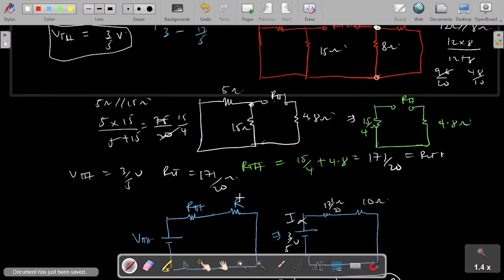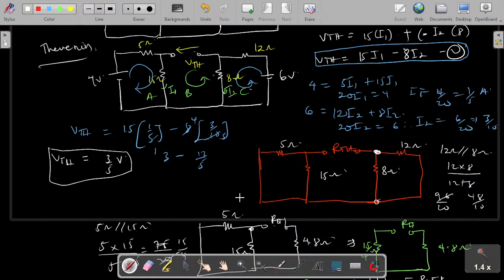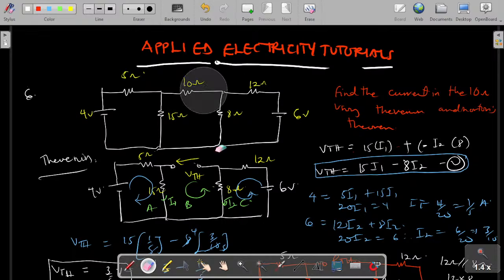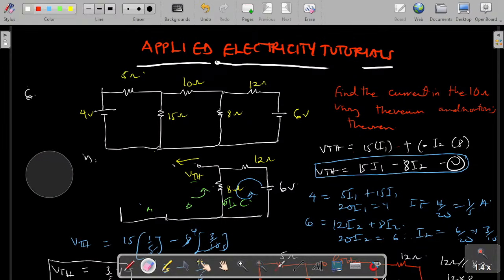Okay, so we still press on to find our Norton. So we are solving the same question using Norton, please. So let me clear the Thevenin side and solve.